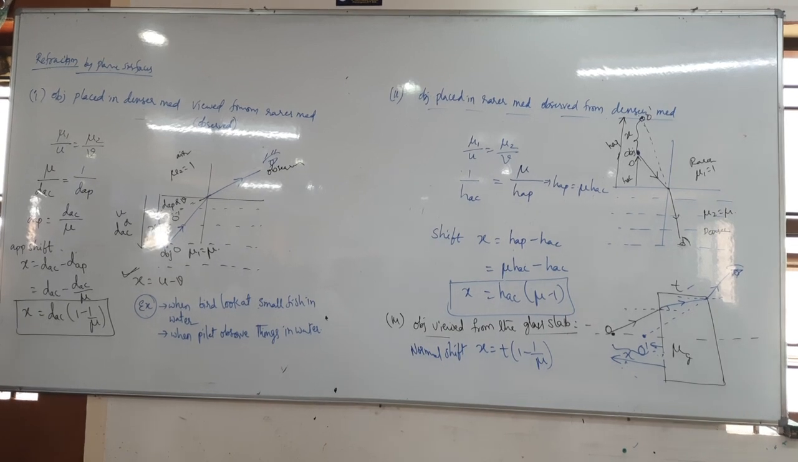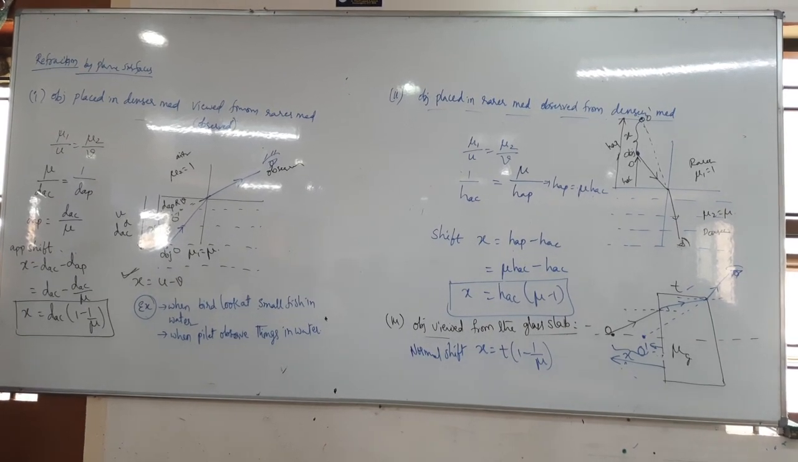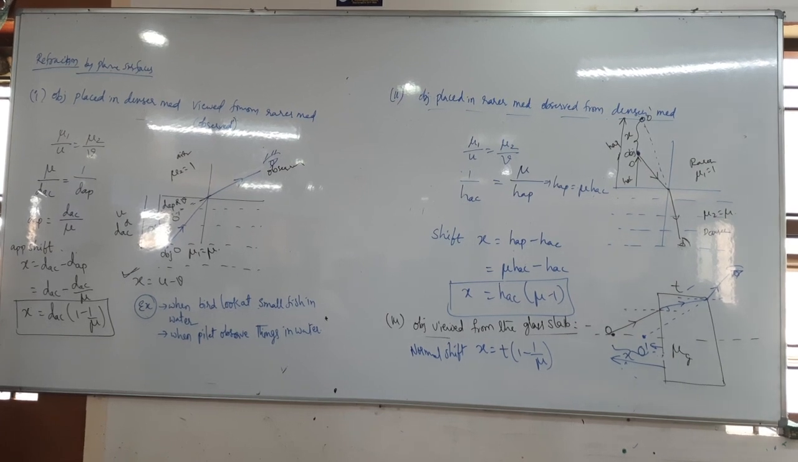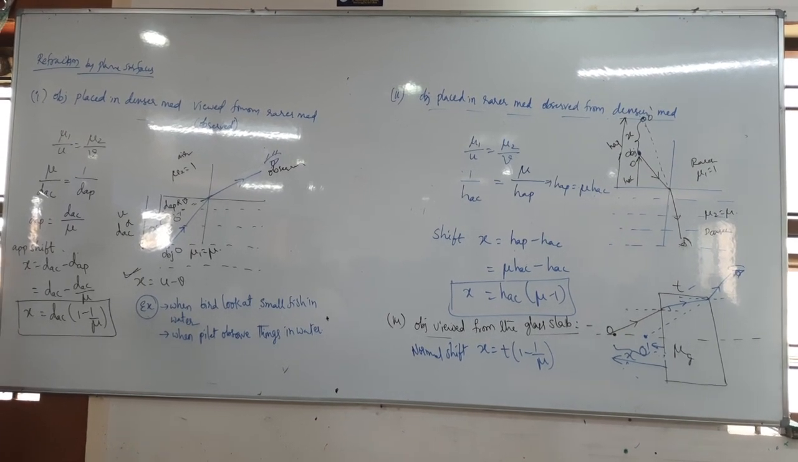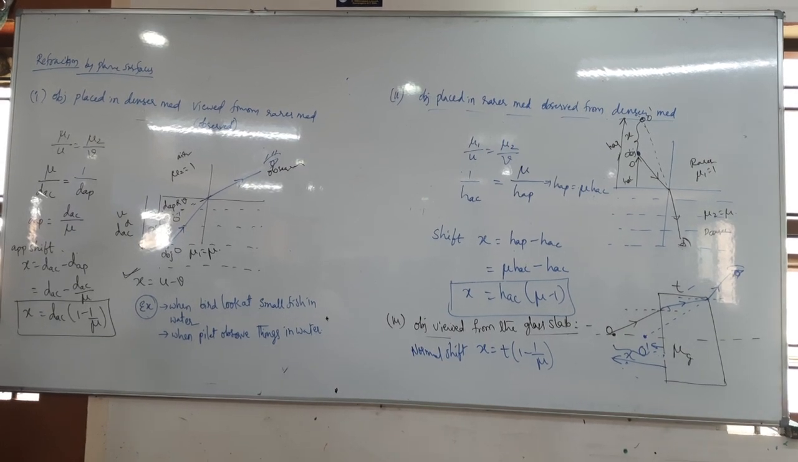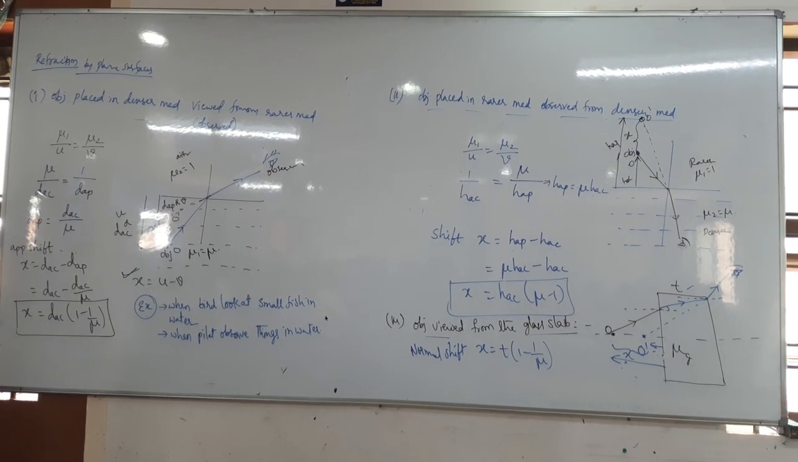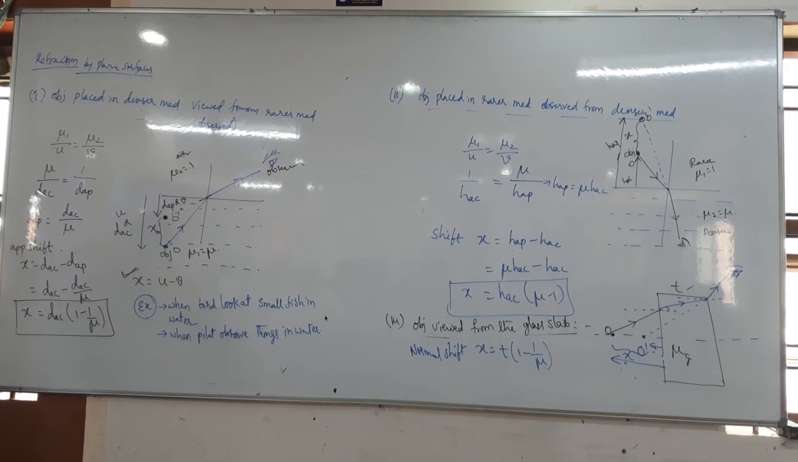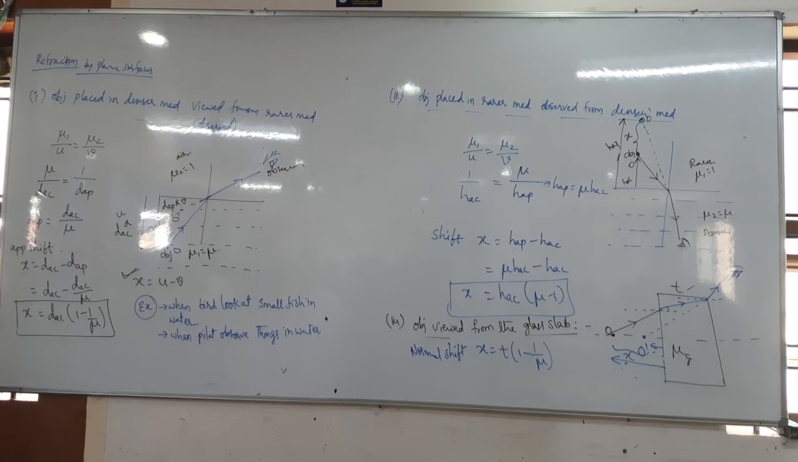Close. Window, na. Who is first? Satvik. Okay? Now. When the object is viewed from the glass slab, we'll go, wait for 5 minutes. Close that door.